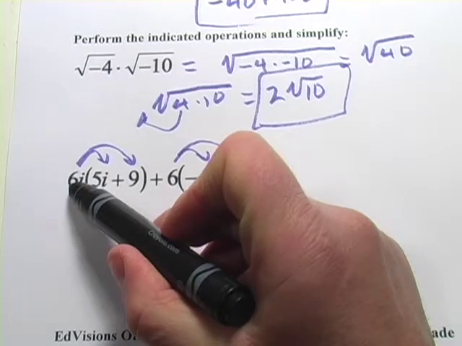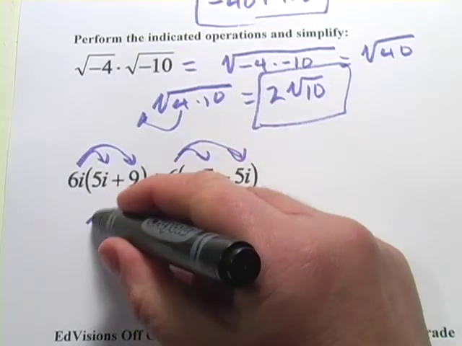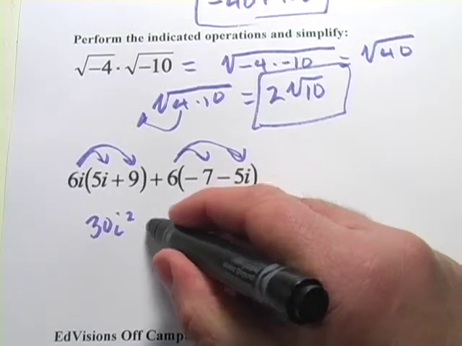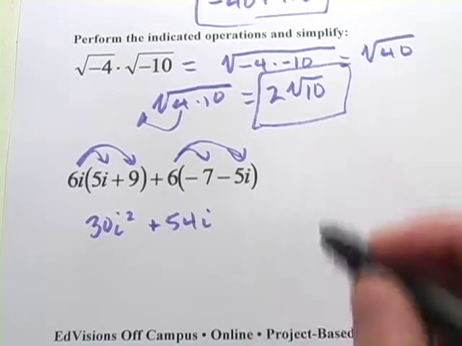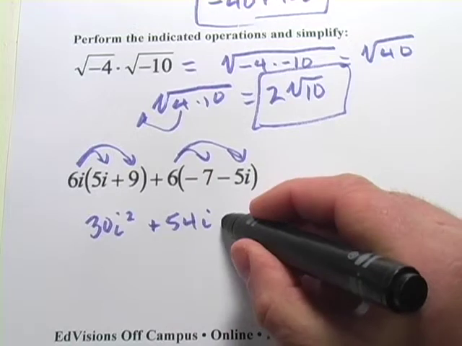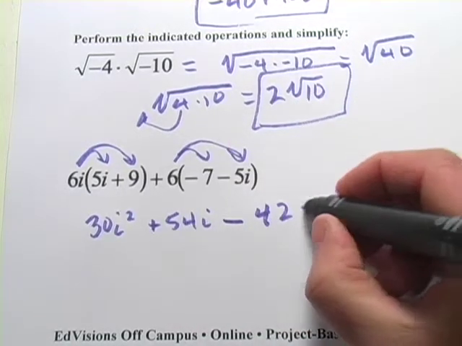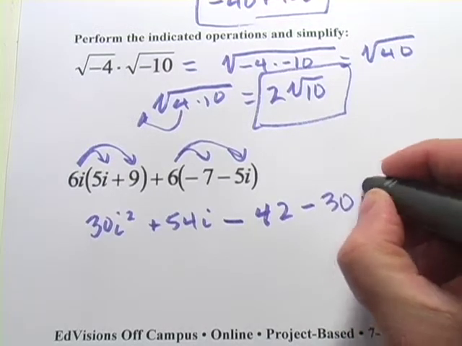So let's try that. We've got 6i times 5i. That's going to be 30i squared. 6i times 9 is going to be 54i. Now, 6 times -7, that's a minus 42, and 6 times a -5i is a minus 30i.